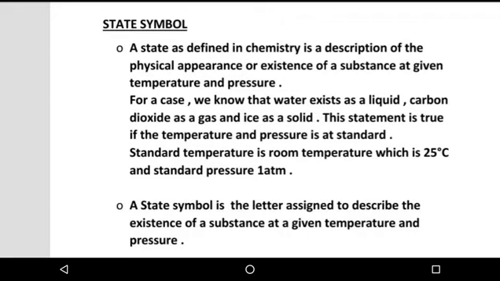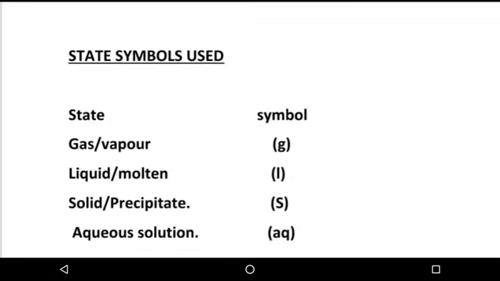Now, we can put the two words together. When we talk about a state symbol, we are saying this is a letter assigned to describe the existence of a substance at a given temperature. So, for example, a liquid will have a symbol, a solid will have a symbol, and a gas will also have a symbol. Also, an aqueous solution will have a symbol. These are the state symbols that we are talking about.